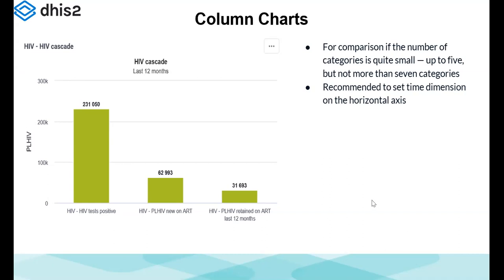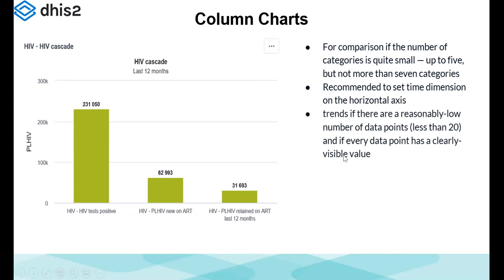So if the number of categories is quite small, you can use column charts, right? And if the time dimension is something that we are concerned about, we generally put the time dimension into the x-axis or the horizontal axis, right? And then if there are trends, you can use column charts. I will explain about it in next few slides. Column charts is not the best chart type for us to use if we are talking about trends. But if the number of data points are less, we can still use column charts.